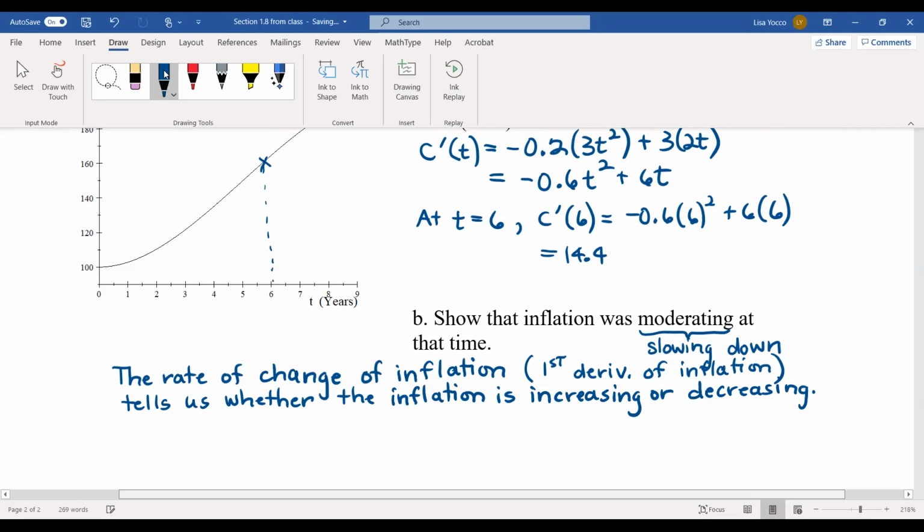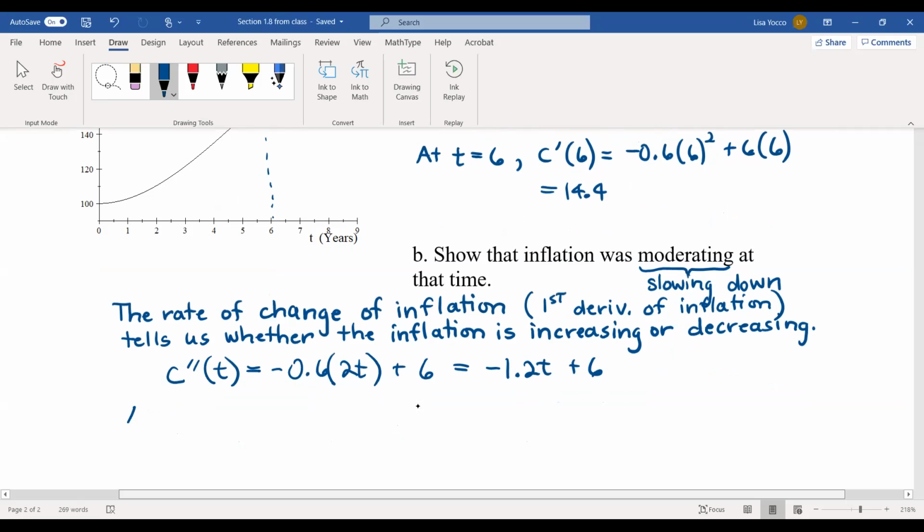All right. So it says show that inflation was moderating at that time. That's going to involve the second derivative of my function, the CPI function. So I'll go up, right at the top of my screen is the first derivative. Now I want the derivative of that. The negative 0.6 times the derivative of t squared is 2t, and then the derivative of 6t is 6. And then simplifying gives me negative 1.2t plus 6.